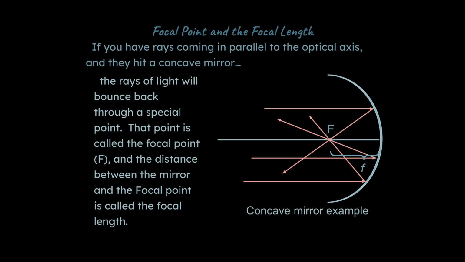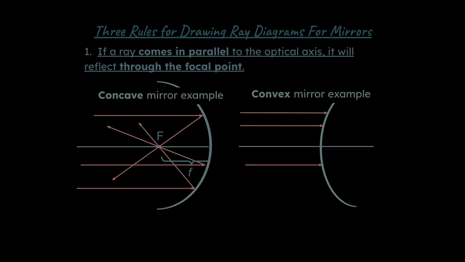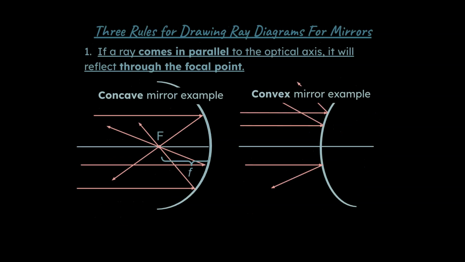Alright, well let's make that into our first rule. There are going to be 3 rules that we need to master for understanding how to draw ray diagrams. And the first one is that if the rays come in parallel to the optical axis, the rays will reflect through the focal point. We just saw how that works for a concave mirror example. Let's think about how that would work for a convex mirror example.